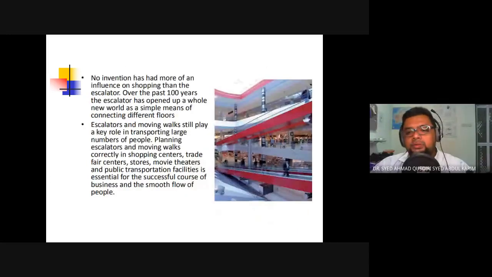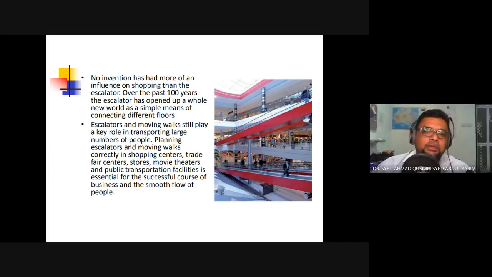In terms of pedestrian traffic movement, no other invention had more of an influence on shopping than the escalator itself. Over the past 100 years, escalators opened up a whole new world of simple means of connecting different floors, because very huge departmental stores these days have multiple levels.